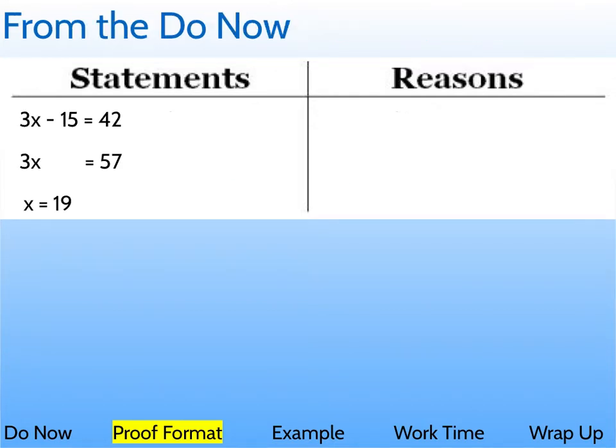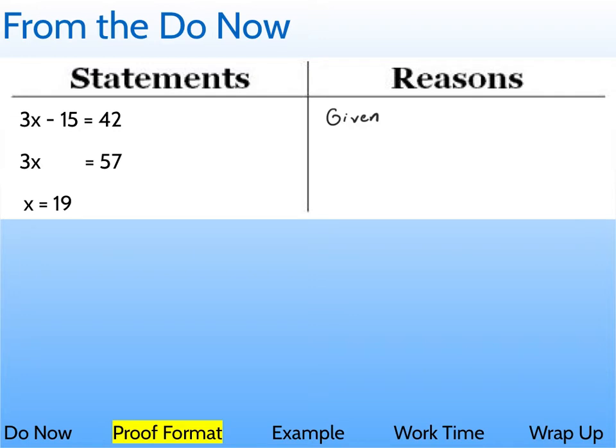So if you look at this example right here, what we were doing is we were just solving 3x minus 15 equals 42 for x. We're saying that x equals 19. So essentially, we're given this information. We're trying to prove that x equals 19. So let's write out some reasons for this. The first reason, this one right here, is that it's just given. We had to start with some equation, and we started with 3x minus 15 equals 42.